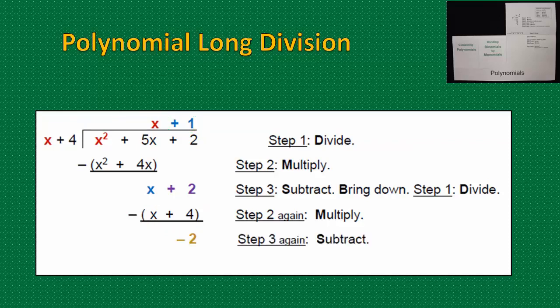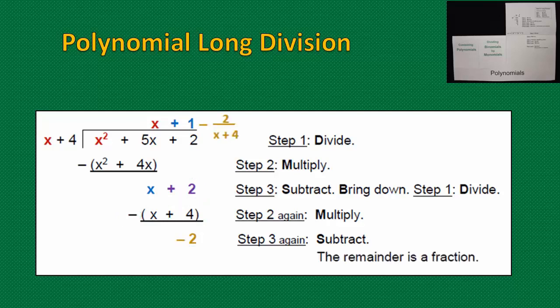Step 3 again is to subtract. We have x plus 2 minus x plus 4. It's easy to see that x minus x would give us nothing. What's a little more confusing, though, is to see this positive 2 minus positive 4, and 2 minus 4 is negative 2.